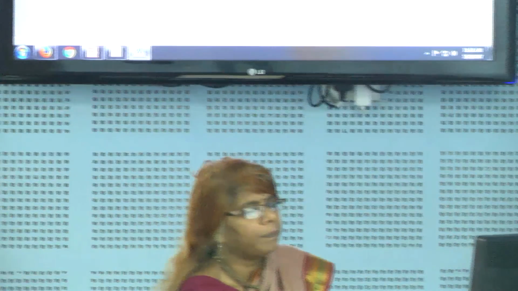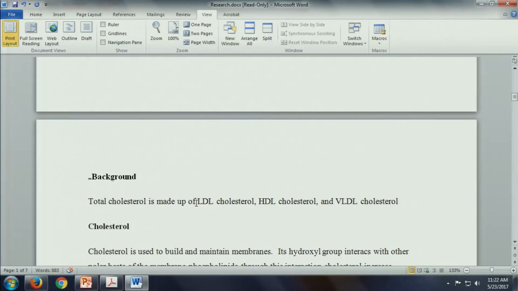This one got a best paper award at what is called the faculty convocation. Everybody displays their research and people vote for it. So we got the award. Okay. So total cholesterol is made up of LDL and HDL.